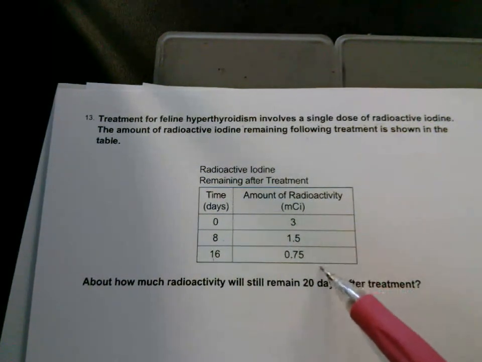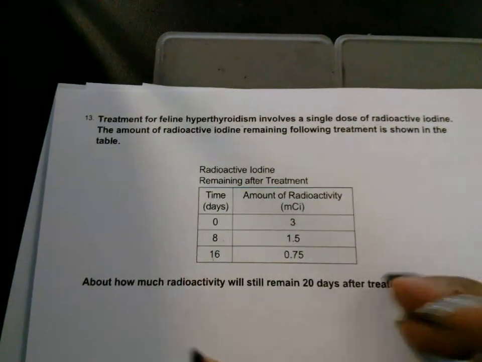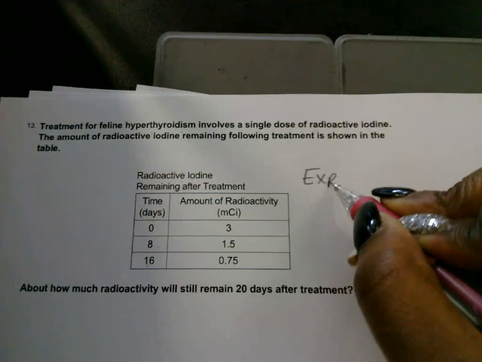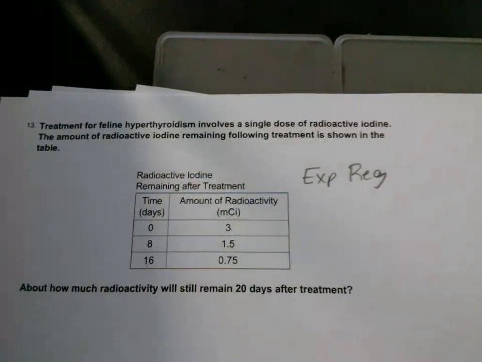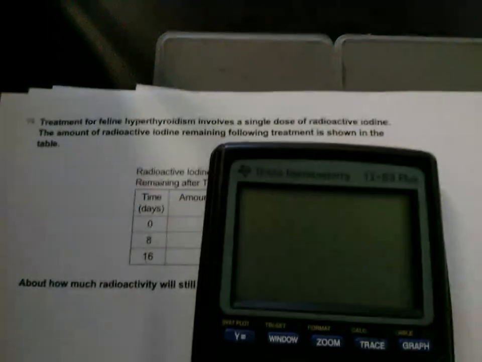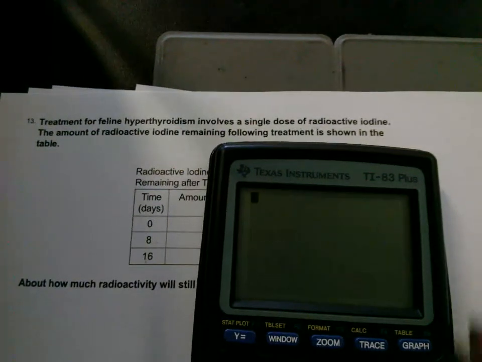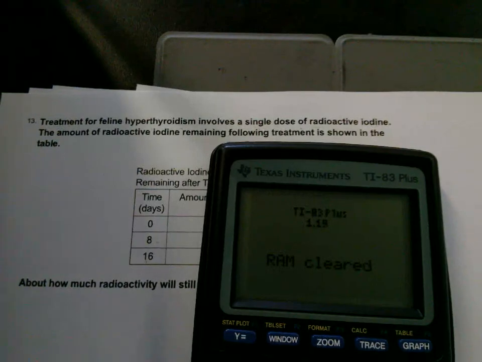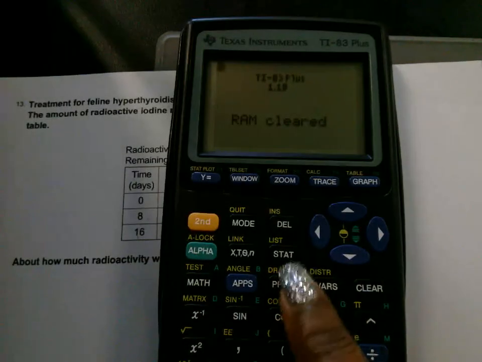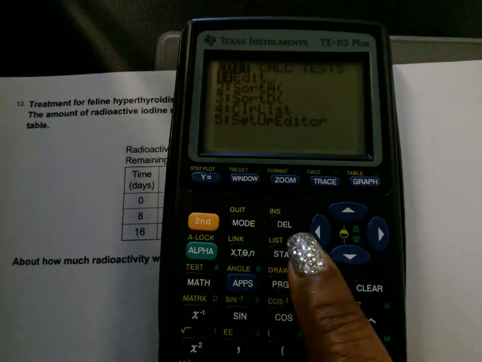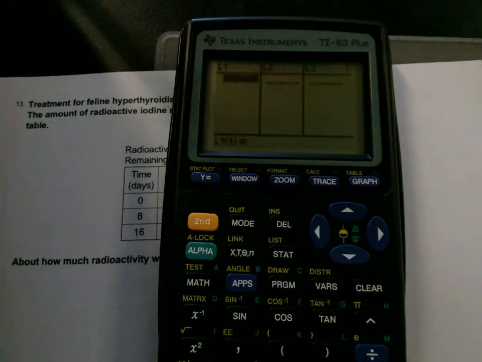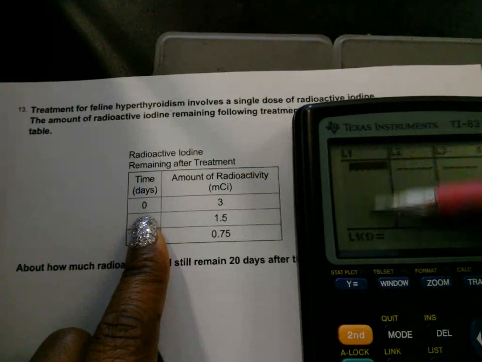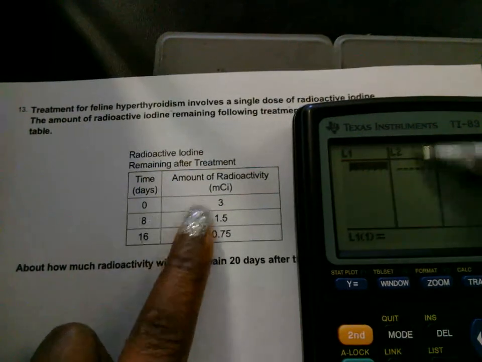This is an exponential function, so we're going to type this in the calculator. We're going to do exponential reg to get an exponential function. I'm going to clear my calculator, second plus 7, 1, 2. And we're going to go to stat first. Stat is here in the calculator. We're going to press enter on edit and type in these ordered pairs. The X values go in L1, Y values in L2.